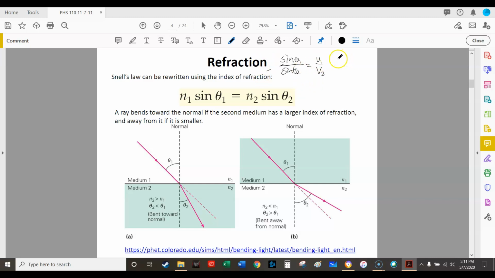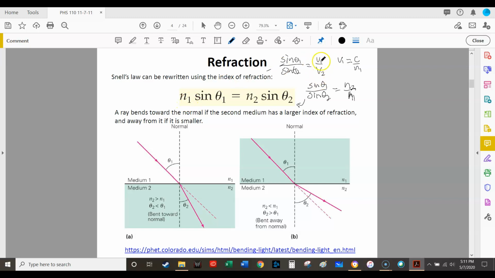And since velocity is going to be equal to the speed of light over the index of refraction, right? What we found out was that sine of theta 1 over sine of theta 2 is equal to n2 over n1. Well, multiplying both sides by n1 and multiplying both sides by sine of theta 2 is how you get this nice, really well-written, crisp relationship of angle to index of refraction, right?